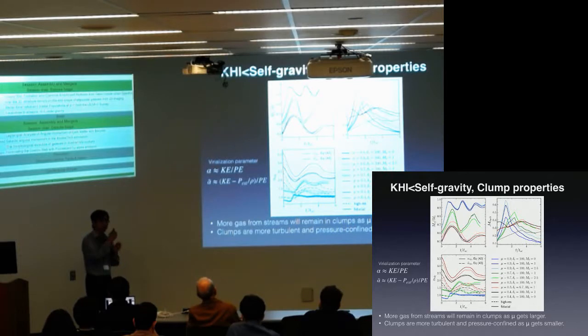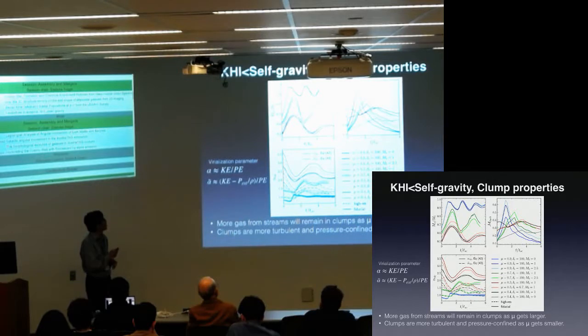So if the mass per unit length gets larger, more gas from the streams will remain inside these clumps. The top left panel shows the mass inside the clumps normalized by the mass inside the streams, and you can see that as you go to higher mass per unit length, more gas remains inside the clumps.